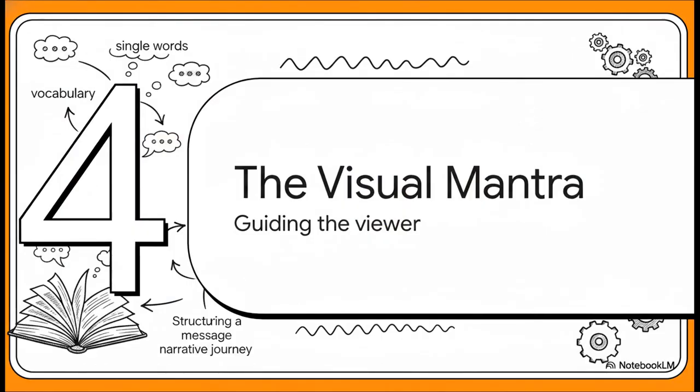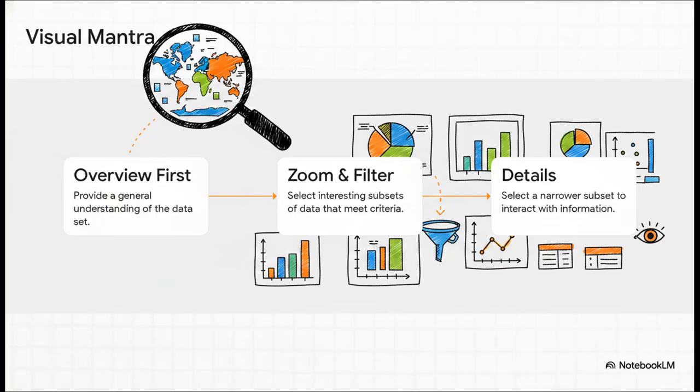All right, section 4, the visual mantra, guiding the viewer's journey. With our vocabulary locked in, let's learn how to structure our message using Ben Shneiderman's legendary 1996 framework. So, Shneiderman's visual information seeking mantra is this progressive three-step rhythm that perfectly mirrors how we naturally explore information.